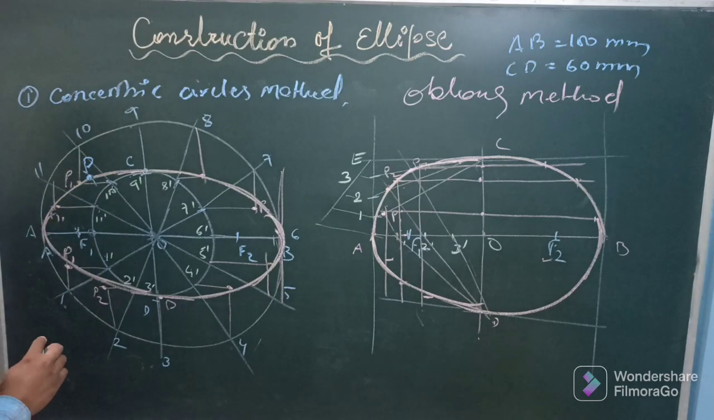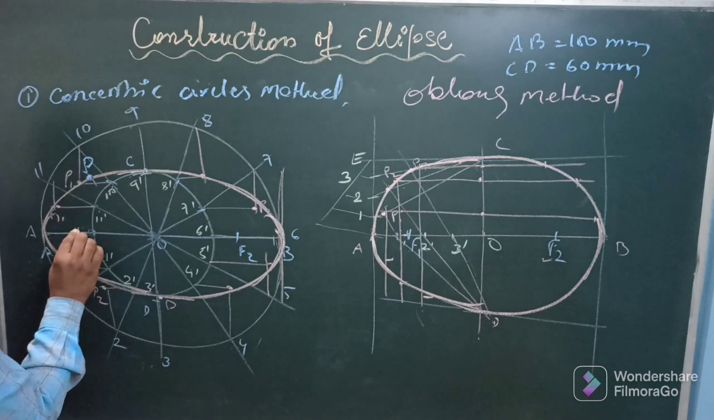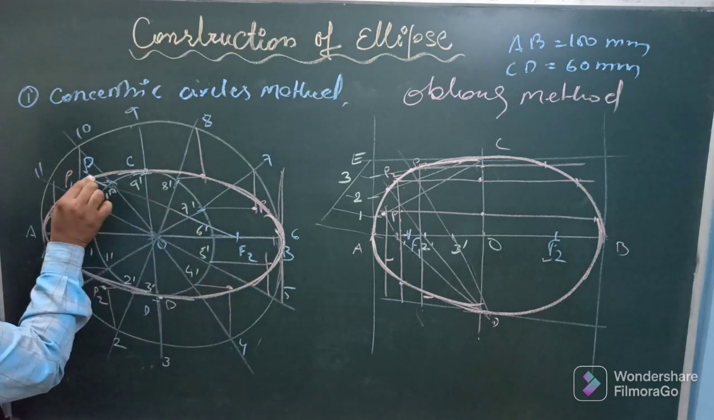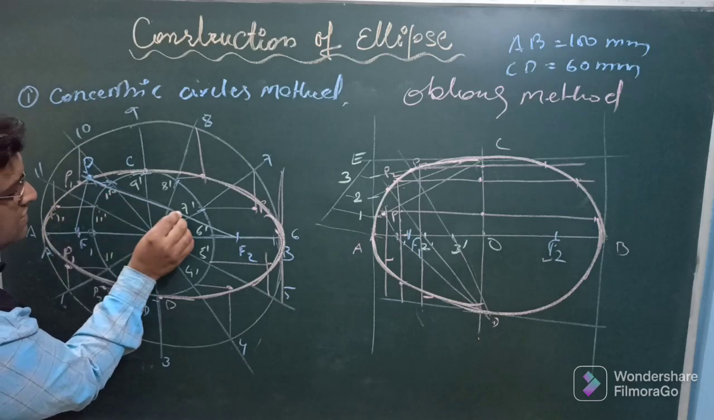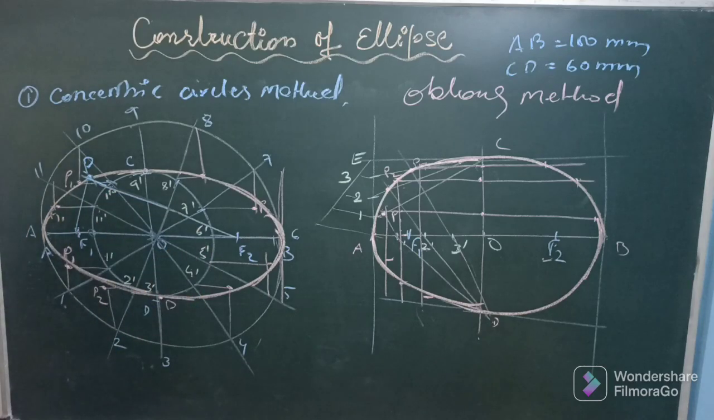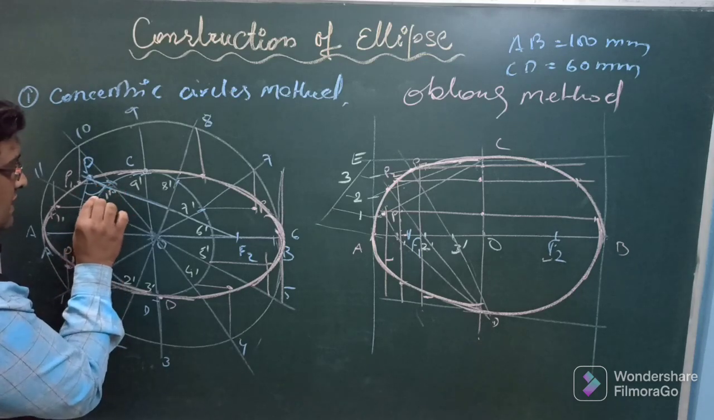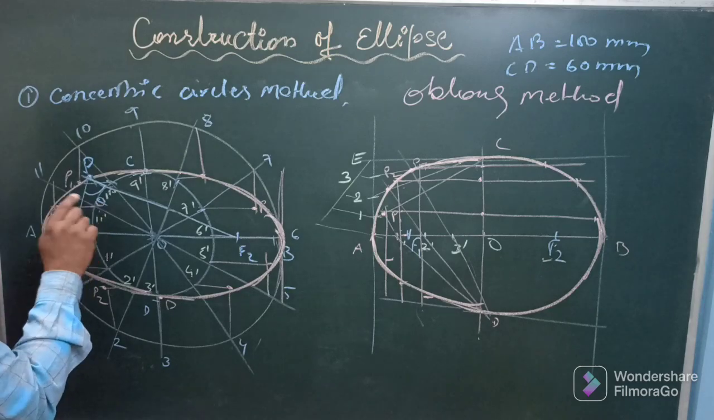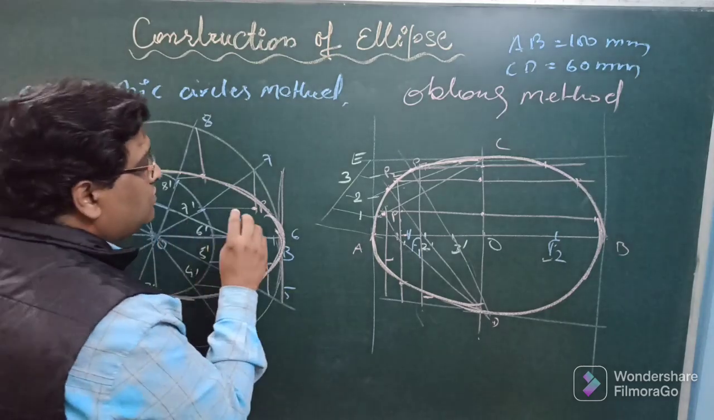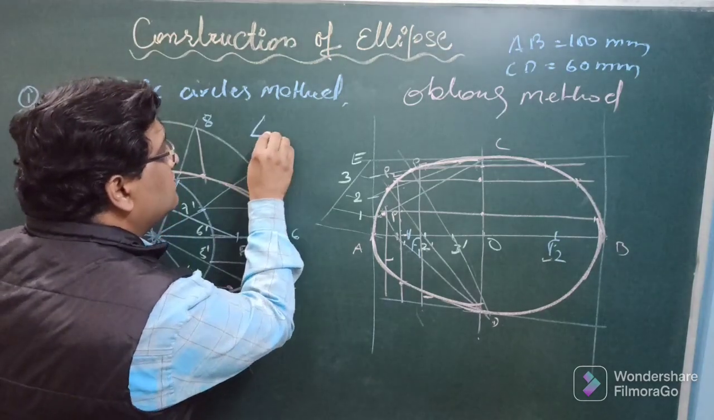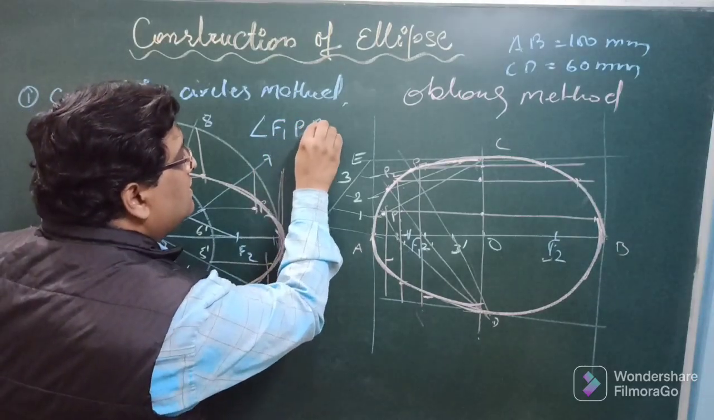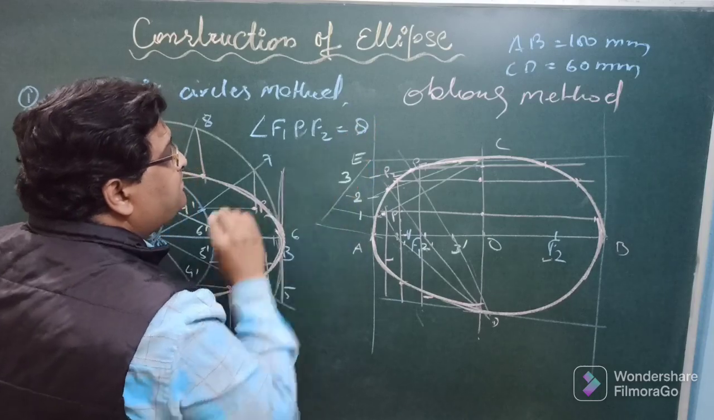The method is very simple. Just join this P with F1 as well as F2. You will be getting an angle, say theta here. So here it is an angle F1 P F2 is equal to theta.